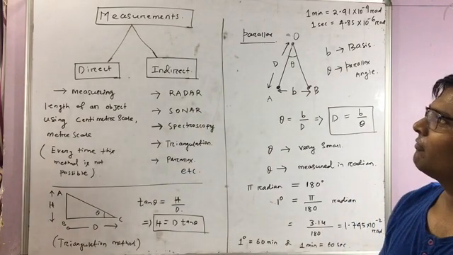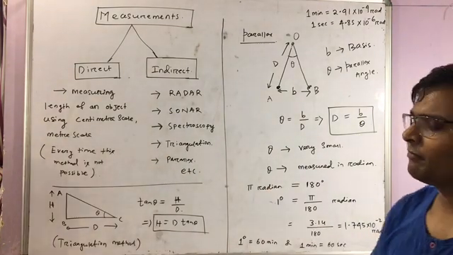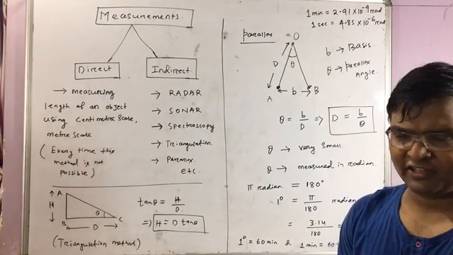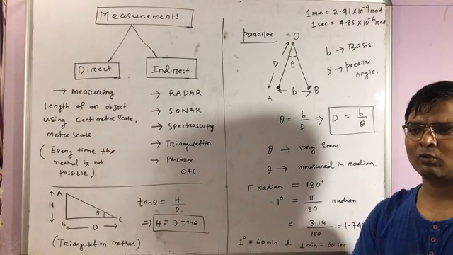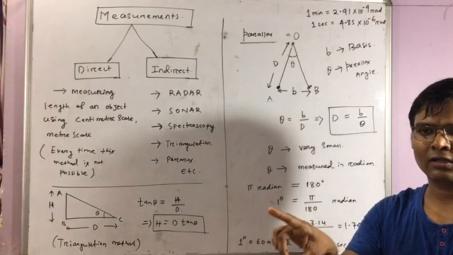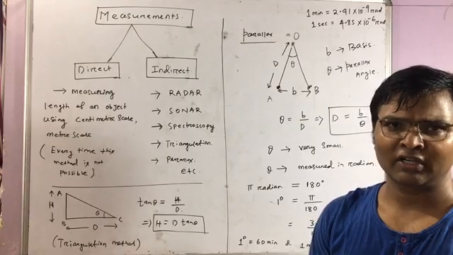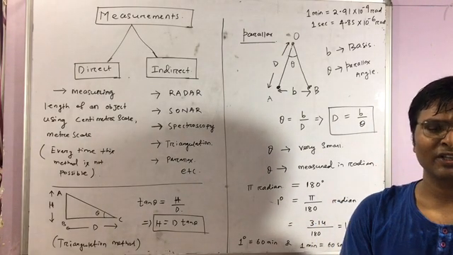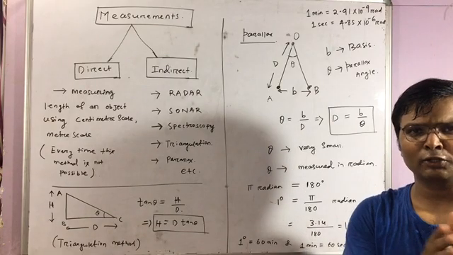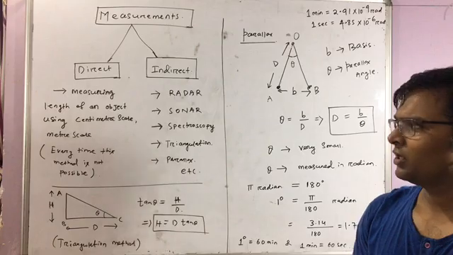Today's topic is your measurements. Last class, I gave you the idea about physical quantities. Let me brief you on that. Physical quantities are classified into two groups. One is your fundamental, second one is your derived. Similarly, basing on the physical quantities, units also we have divided into two groups, your fundamental units and derived units.